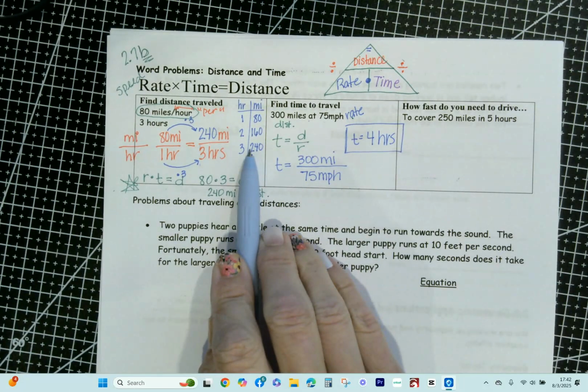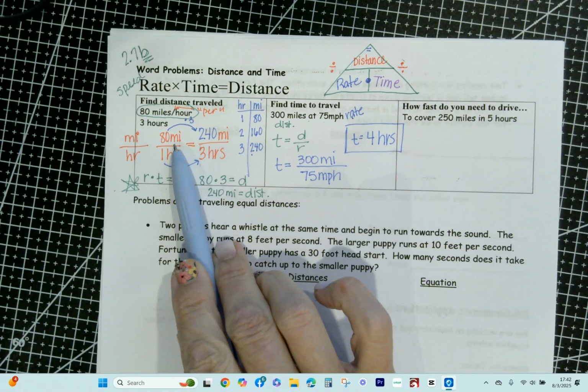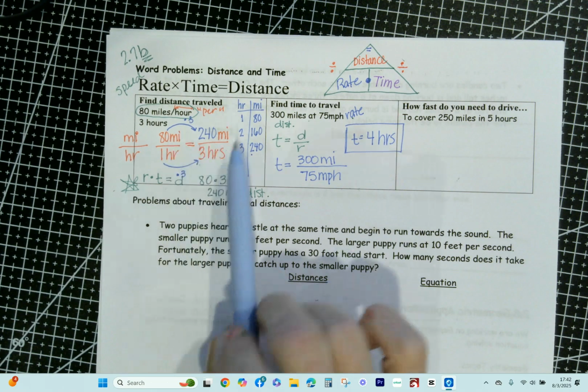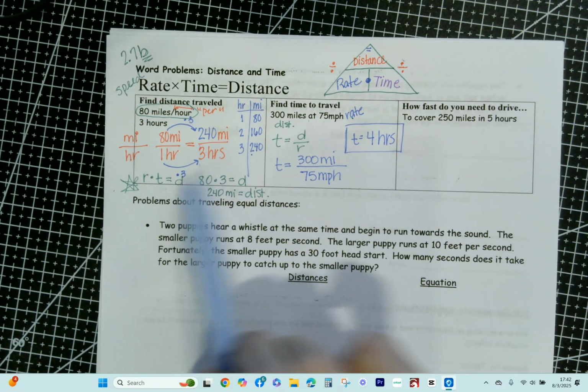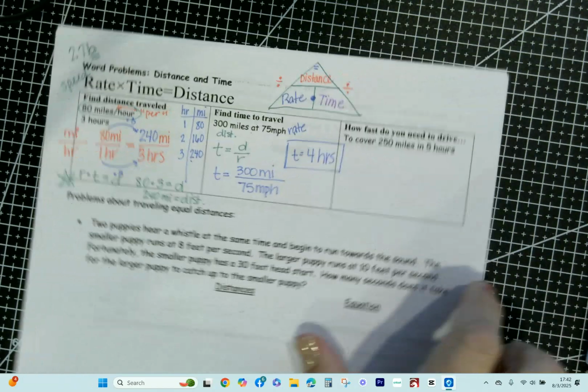Now you could still make a table if you got really stuck. You could still do something like this, okay? But we really want you here, okay? And that's why I like to show you guys that. All right, let's do one more.